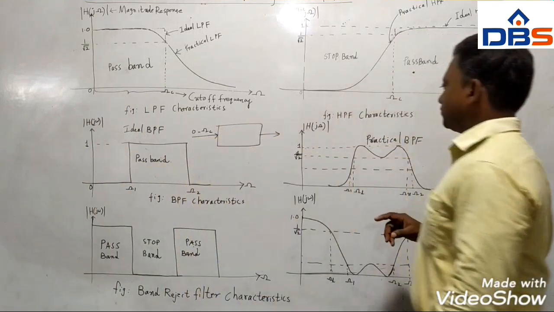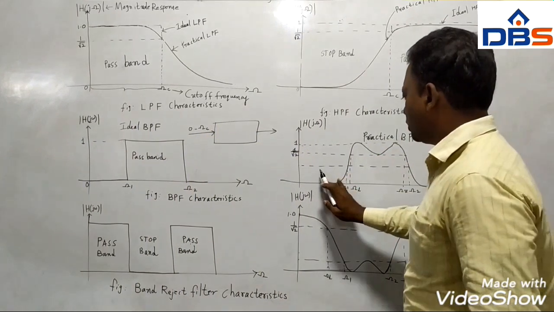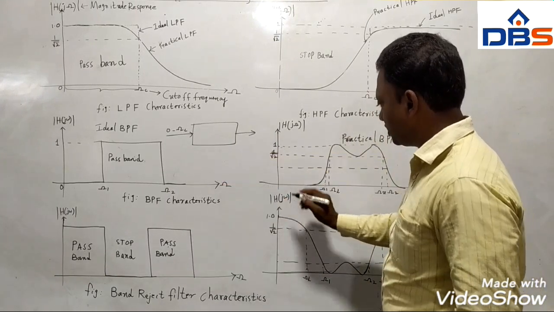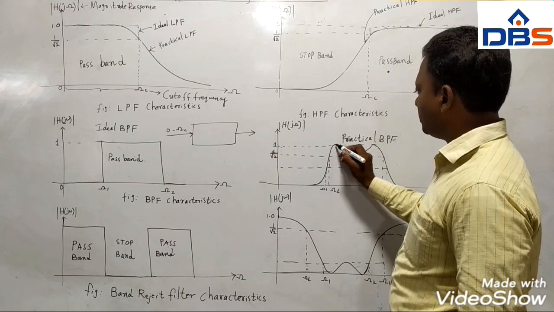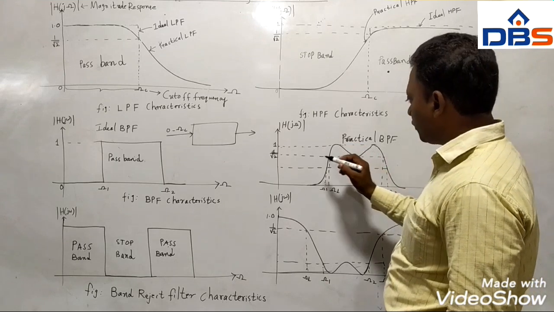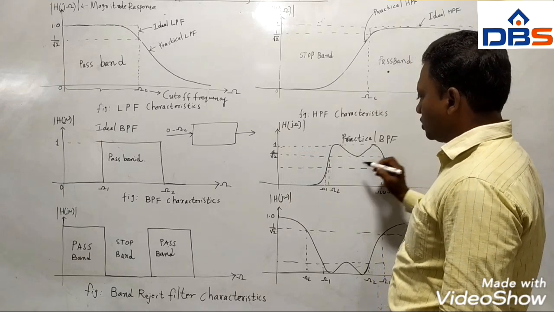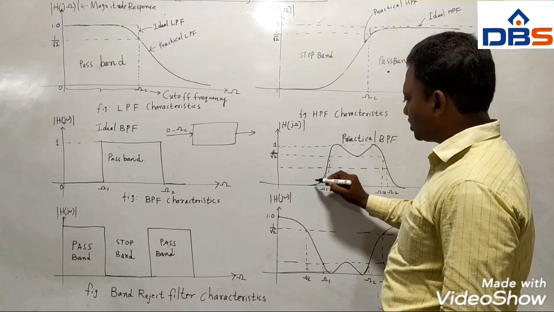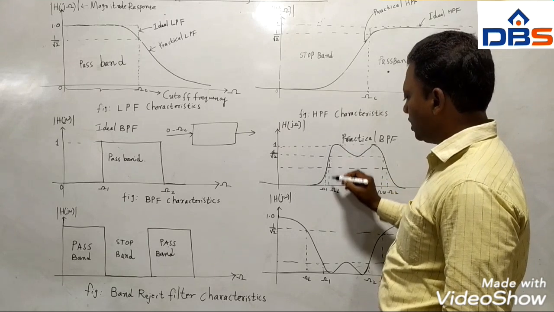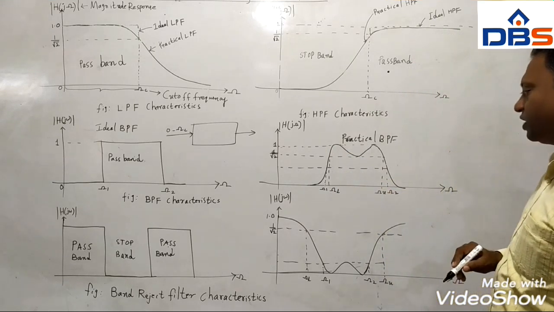Now this is a practical band pass filter. Here the magnitude response is not suddenly jumping from 0 to 1. Initially it is 0, slowly it is rising, again it is falling, again it is rising, and finally it reaches 0. The maximum value is 1, and this is the 3 dB down value. Wherever this response crosses 1 by root 2, or 3 dB down, that is called the lower cutoff frequency, omega L.